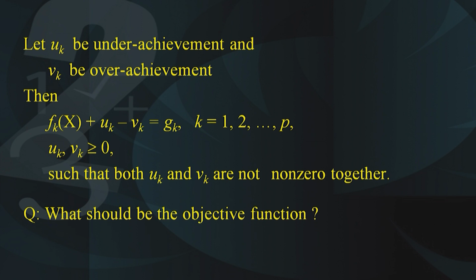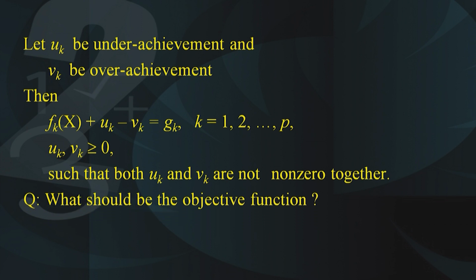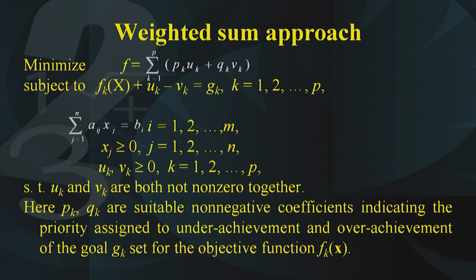Now, the question is, what should be the objective function of the multi-goal programming problem? So, can you guess? Yes, it is similar to the case of the single goal programming problem. All you need to do is club together all the uk's and the vk's and take their summation and minimize them. So, the weighted sum approach tells us that we need to minimize f is equal to summation of pk uk plus qk vk, where pk and qk are the corresponding weights that you would like to assign to each of the uk's and the vk's.